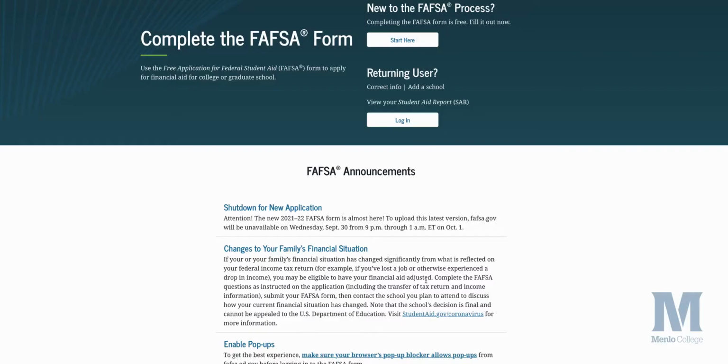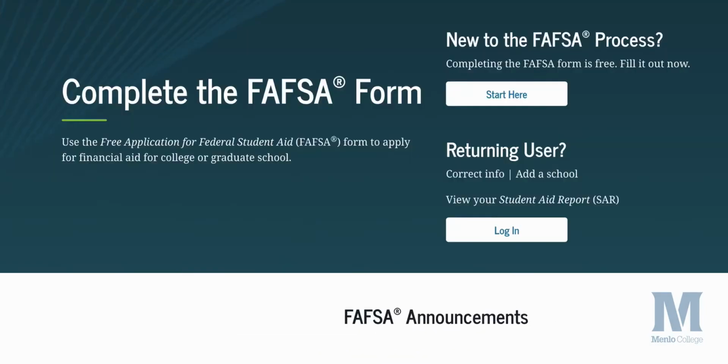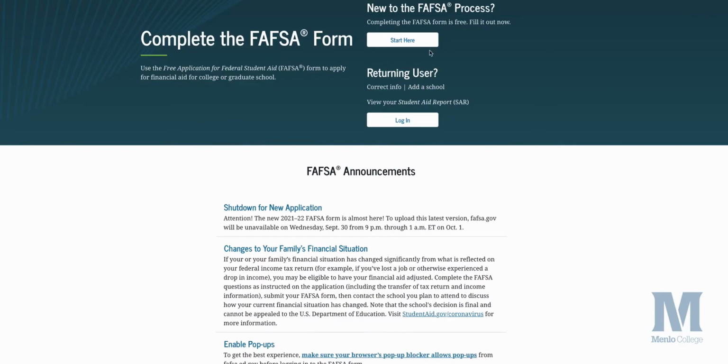And particularly here at Menlo College, here are the three ways. You can complete a FAFSA. So if you are a U.S. citizen, a U.S. resident, or a permanent resident, or an eligible non-citizen, you may complete a FAFSA to see if you qualify for federal grants, such as the Pell Grant or the Supplemental Educational Opportunity Grant, or student loans.